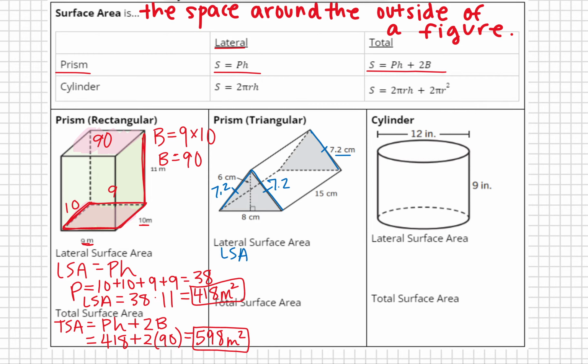For the perimeter, I want to add up the sides of the base. And when you have a triangular prism, the base is always going to be the triangle side. This part that I'm coloring right now, that's one of the bases. The other base is the other triangle right here. So let's add up those three sides of the triangle. Two sides of 7.2 and one side of 8. So my perimeter is 7.2 plus 7.2 plus 8.